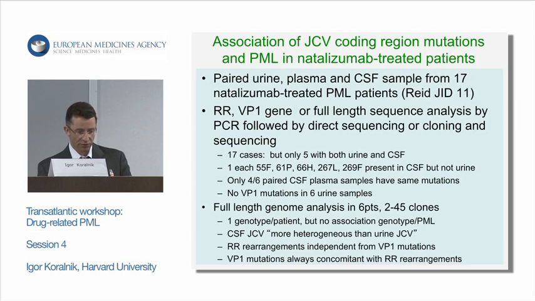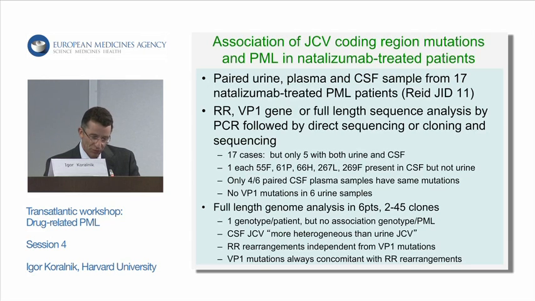the 6 urine samples. I think what was very interesting is that they were able to do a full-length genome analysis in 6 patients and analyze 2 to 45 clones per patient, which is a very big undertaking, and found 1 genotype per patient, but again, no association between genotype and PML, which confirms their earlier observation.